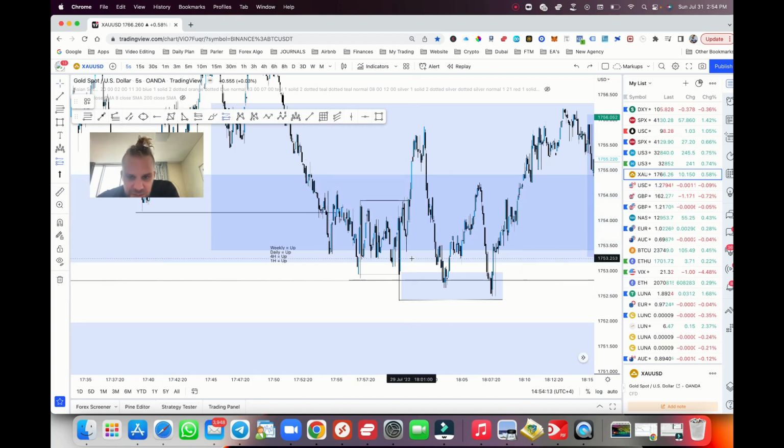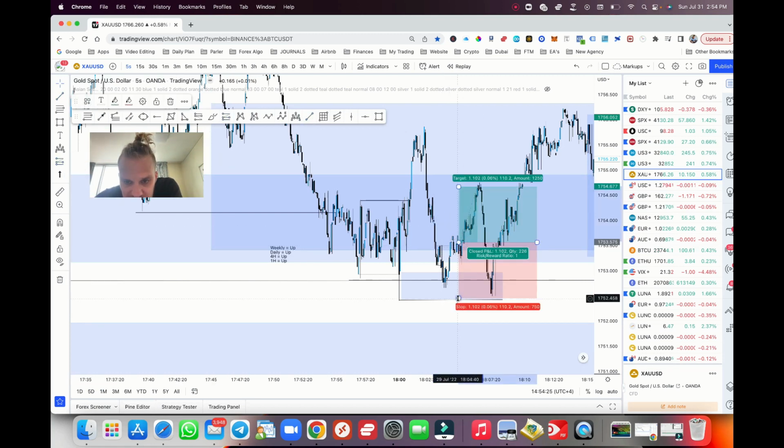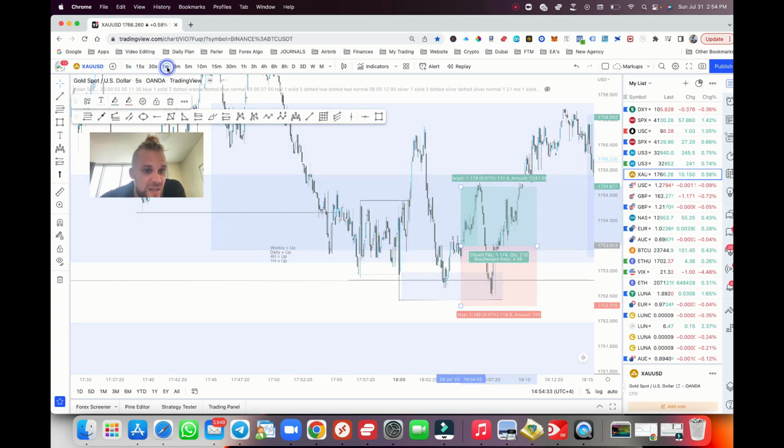And after it mitigated this zone, you want to wait for the rejection again. Look at that, another change of character here, like an internal one. Nice little. That's lovely. I love it when I see that pattern. And then you could have taken it here, 20 pips stop loss below that previous wick after it got rejected.